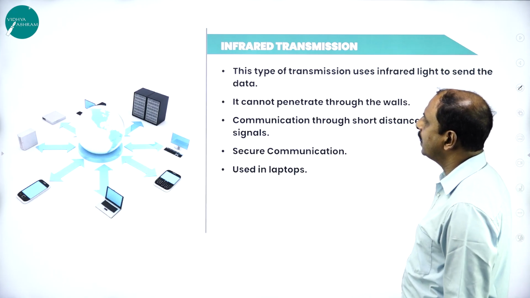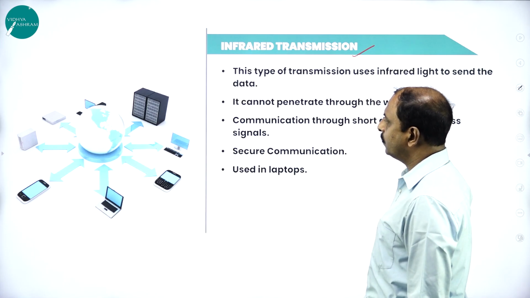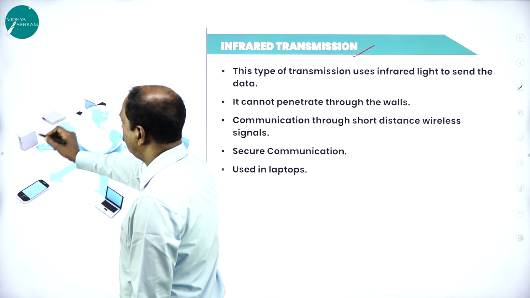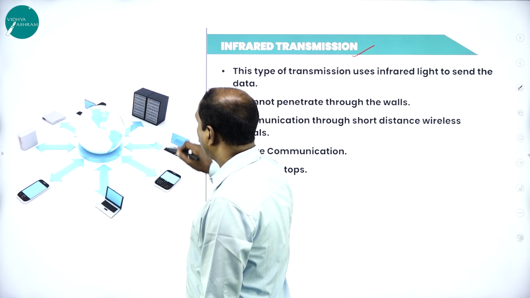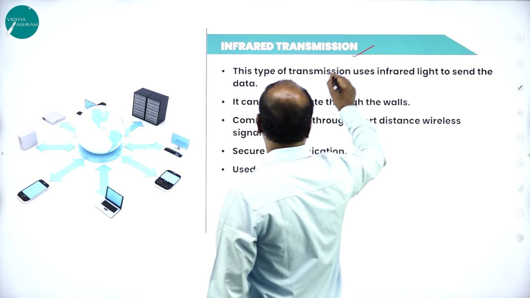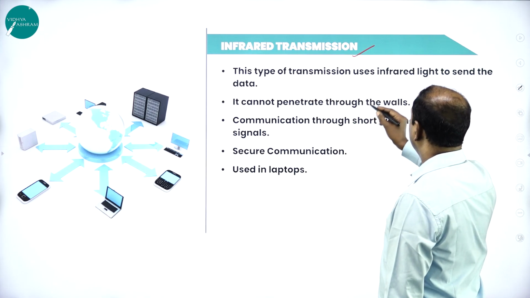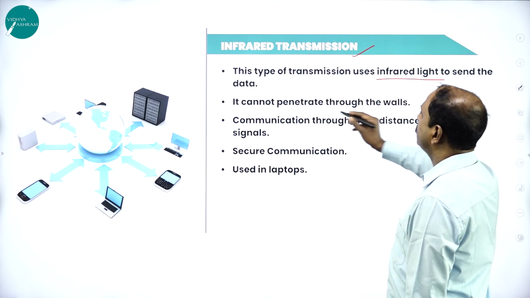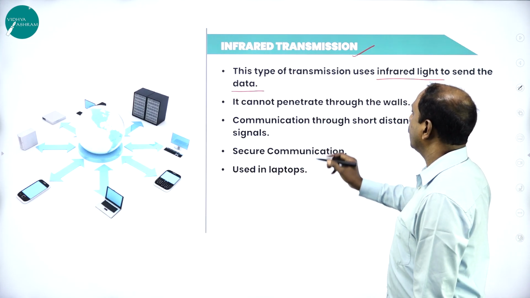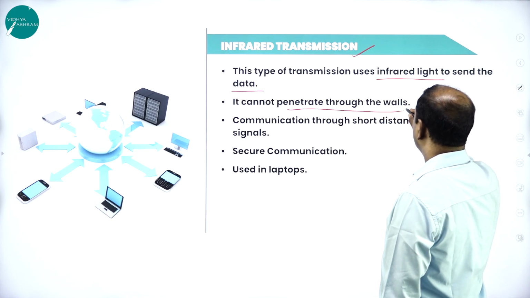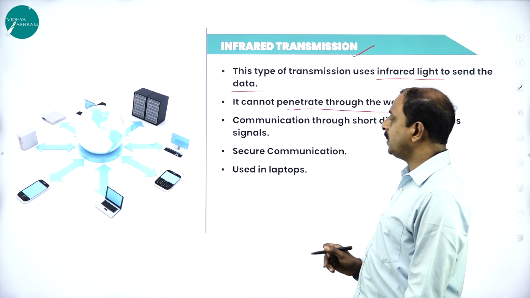Now in the next slide, another type of unguided medium, that is infrared transmission. Look at the diagram here. We can make out that we have different communication devices, and all these devices communicate through infrared rays. In this type of transmission, we use infrared light to send the data. It cannot penetrate through walls. That is one of the drawbacks of this.